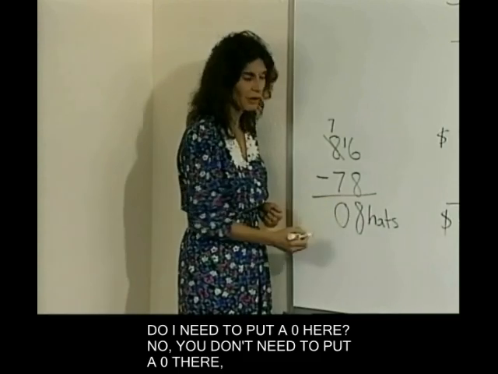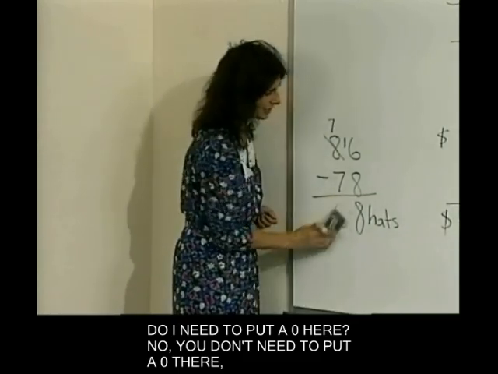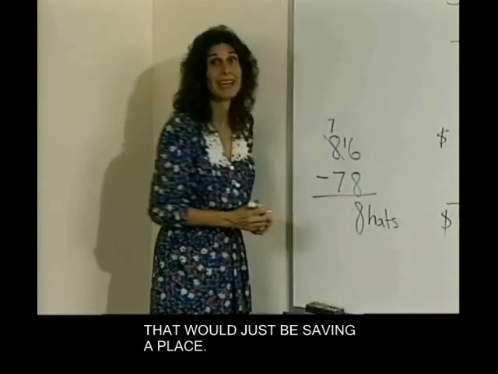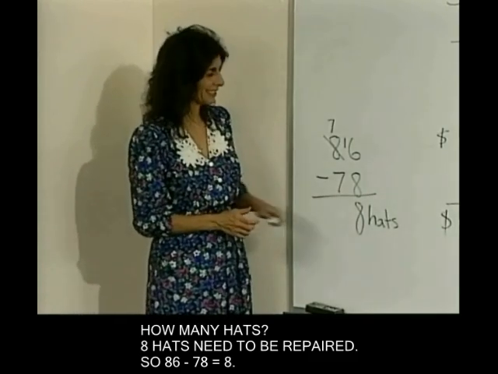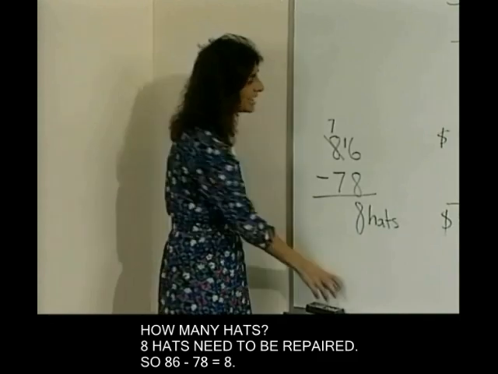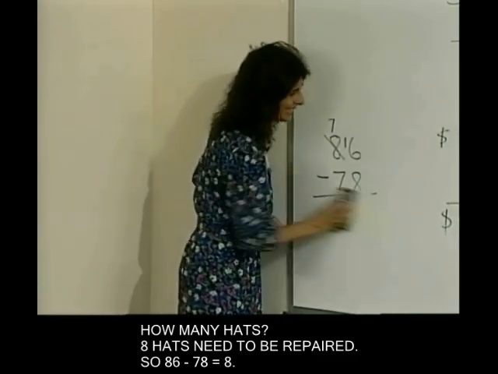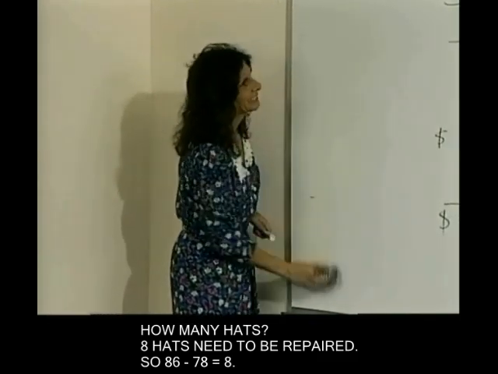Do I need to put a 0 here? No, you don't need to put a 0 there. That would just be saving a place. How many hats? 8 hats need to be repaired. So 86 minus 78 is 8. Let's take a look at another one.